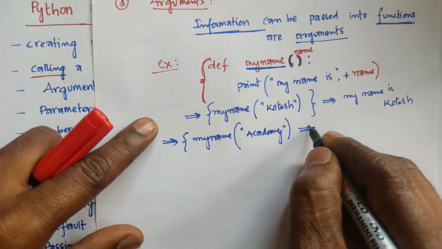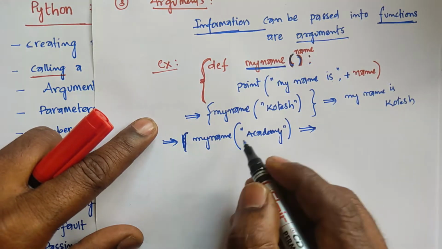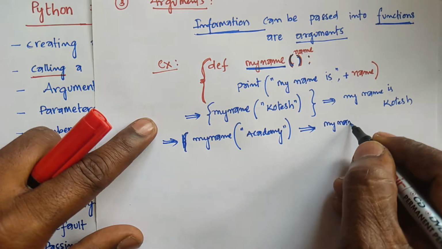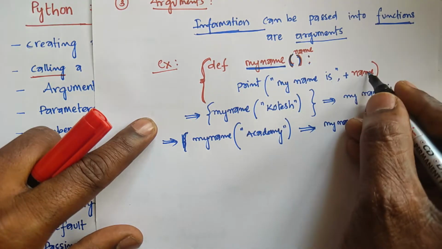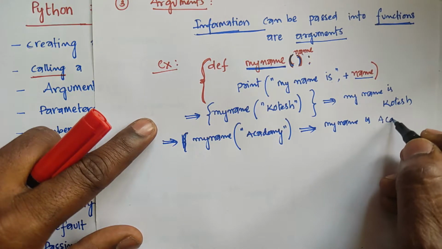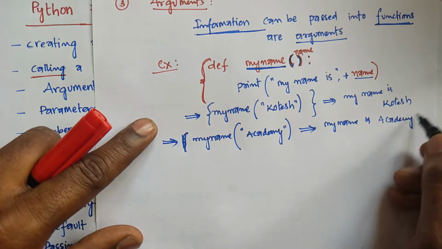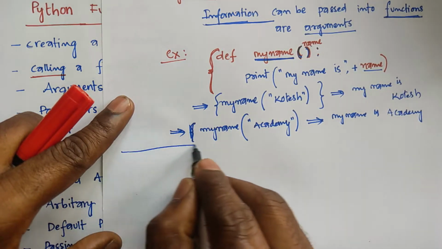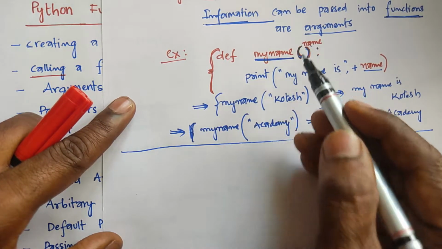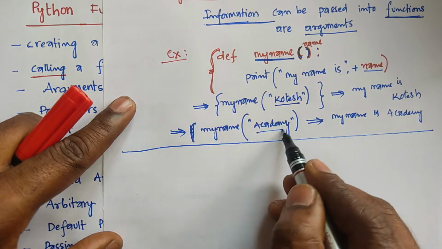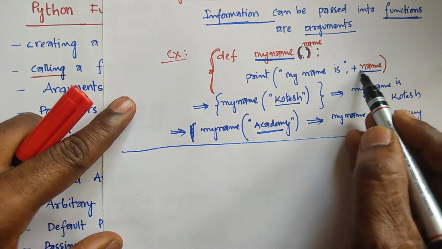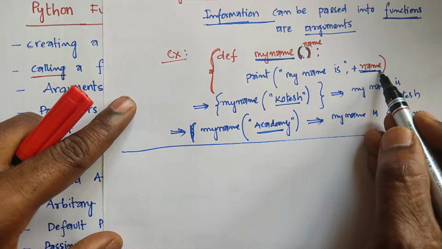Okay, then the result will be: my name is, so here name is replaced by academy. This is the best example for arguments. Arguments are nothing but information. The information is that I am adding the string academy with the help of this variable. That variable is already available in the function.